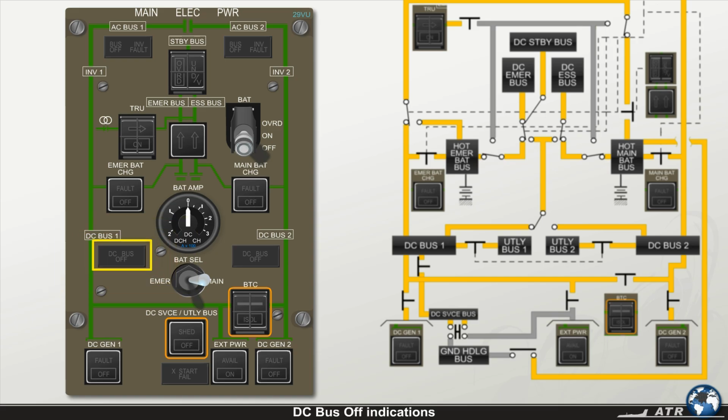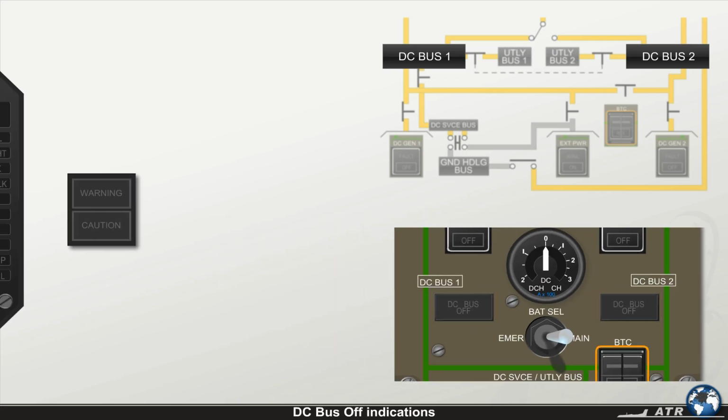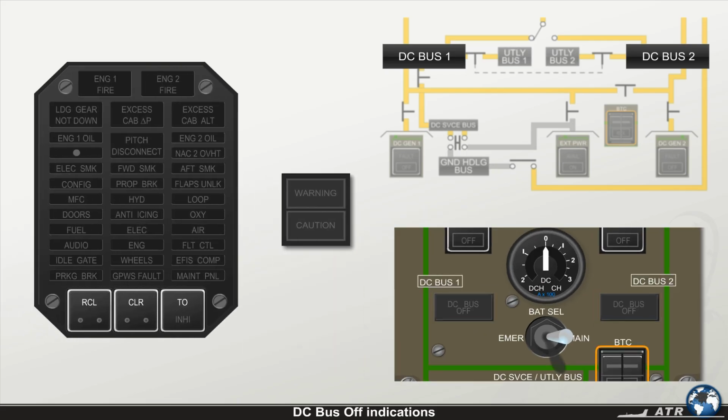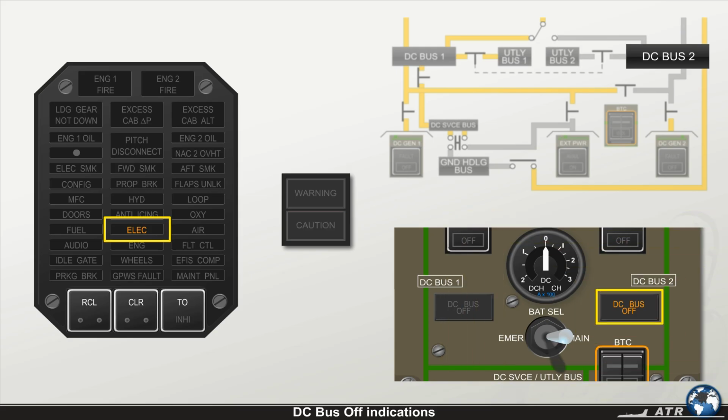The DC bus 1 off light and the DC bus 2 off light illuminate amber when the respective bus is de-energized. If one DC bus is not supplied, the CCAS is activated, a single chime is generated, the amber master caution flashes, the amber electric light illuminates on the CAP, and the amber DC bus off light illuminates.